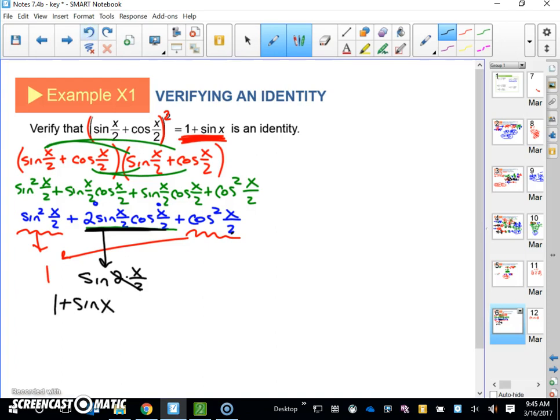That was a lot quicker. Okay, that's a lot faster. Maybe you didn't recognize that, but that's exactly where we're trying to get to. 1 plus sine x equals 1 plus sine x. Left side equals right side.